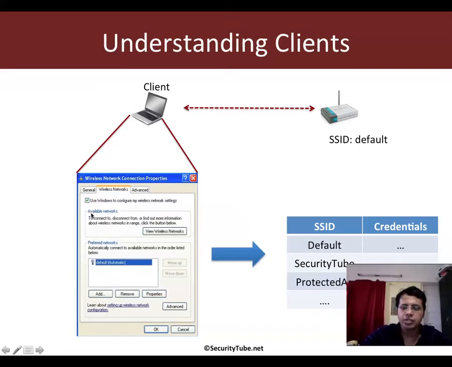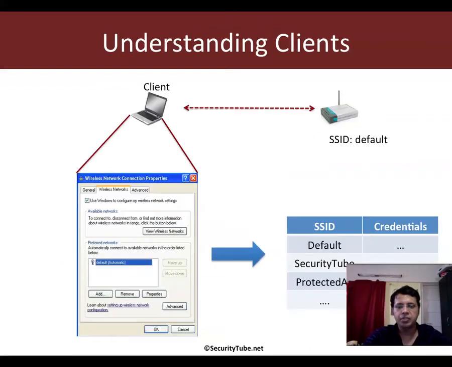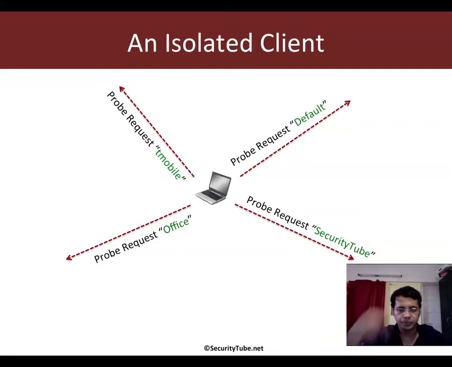So let's assume now this client is actually at an airport where none of the networks it had previously connected to, such as default, SecurityTube, Office or T-Mobile, are available. Now what happens is the client keeps on sending out probe request packets. As we know, probe request packets are a way of trying to find whether a given network is available in the vicinity. So the client would automatically keep sending probe requests to locate any of these networks which have been previously stored in its preferred network list.